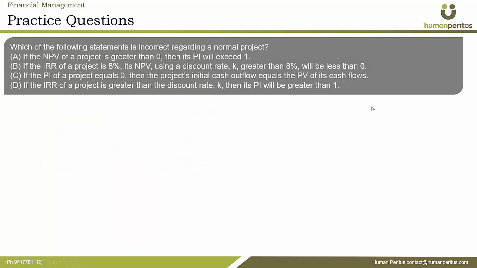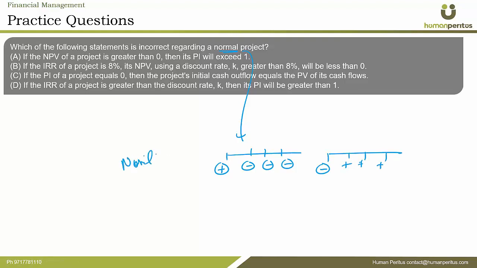Next one. Which of the following is incorrect regarding a normal project? So what is a normal project, guys? A normal project is where we have positive, negative, negative, negative, or negative, positive, positive, positive cash flows. What is a non-normal or abnormal project, whatever you want to call it? It is plus, minus, plus, minus, where the sign changes happen. That is non-normal cash flows.